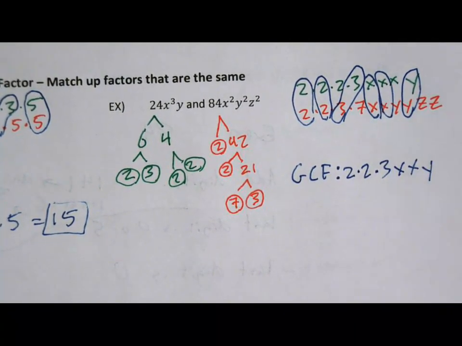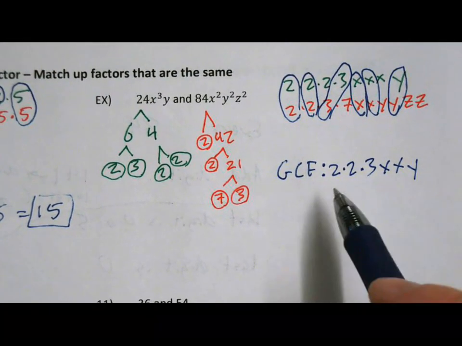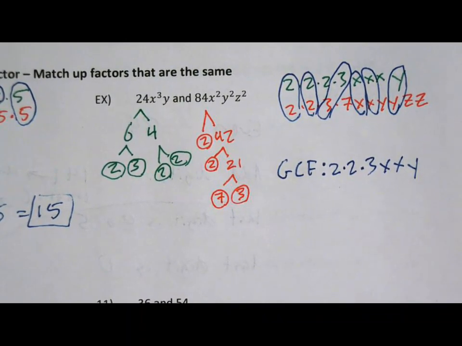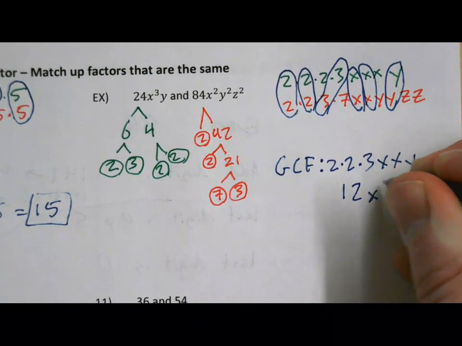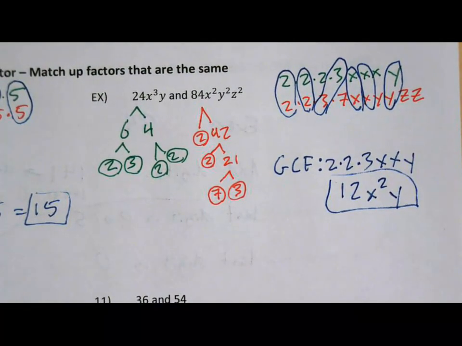Any Z's? No Z's? All right, so our final answer, our final GCF, greatest common factor, is 2 times 2 times 3. Let's see if we can pull that off in our head. 2 times 2 is 4, times 3 is 12. 12, and then we got 2 x's, x squared, and a y. So 12x squared y is our GCF here.